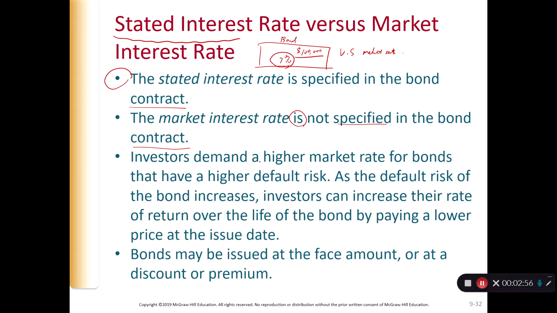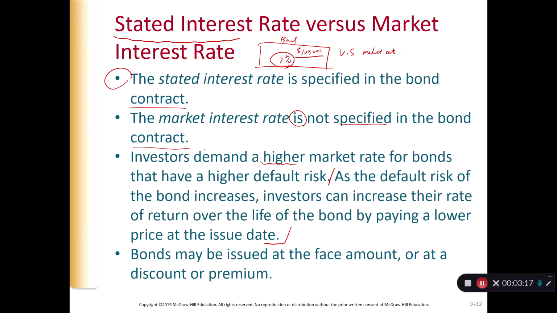Investors demand a higher market rate for bonds that have a higher default risk. As the default risk of a bond increases, investors can increase their rate of return over the life of the bond by paying a low price at the issuance date. In other words, all else equal, right?